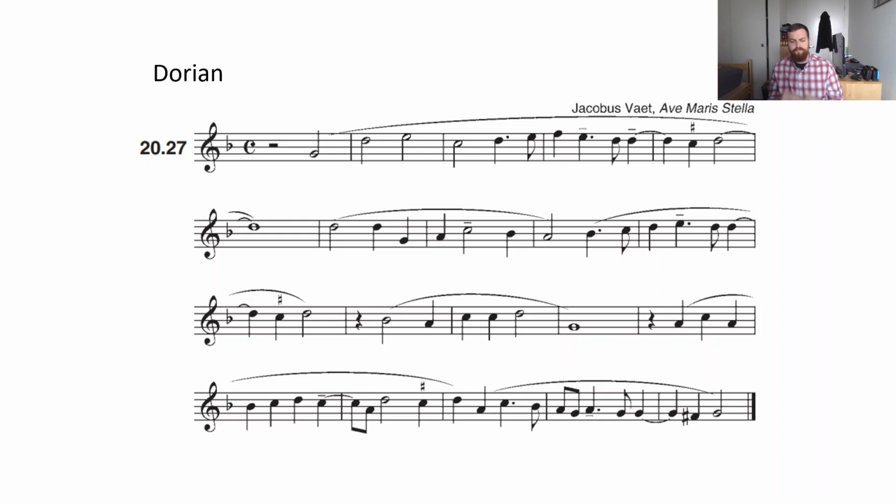Okay, so that's kind of the gist of modes. That's all we're going to do for today. We've done a lot so far, but that's basically all the common modes that we have. We only omitted Locrian because it's not common, and Ionian because that's just a major scale, okay?